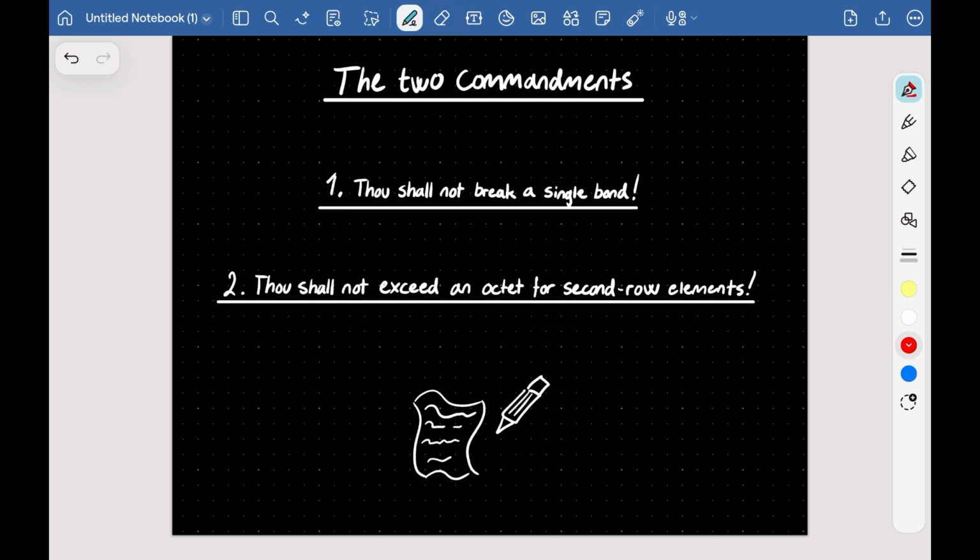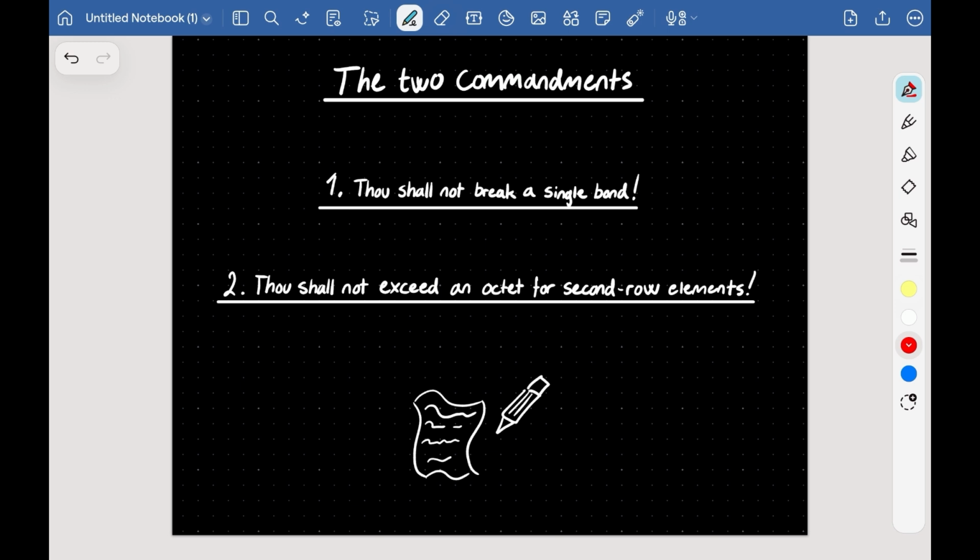Now that we know what curved arrows are, how do we know when to use curved arrows to push electrons and where to push them? First, we need to learn where we cannot push electrons. There are two important rules that you must never violate when pushing arrows. They are called the two commandments of drawing resonance structures.